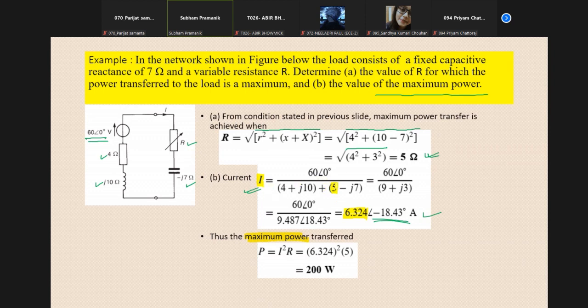For different values of this R, the value of current will be different. But as we have already found the value of R for which the maximum power condition is satisfied, this is the current for which power will be maximum. 6.324 square multiplied by 5, by 5 only because that's the resistive part of the load. So 200 watt. That's the answer.